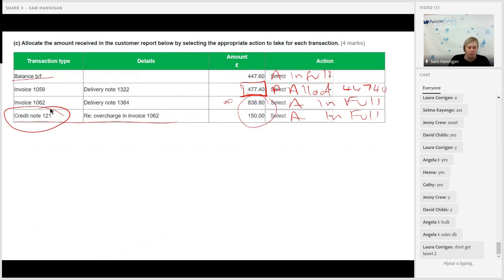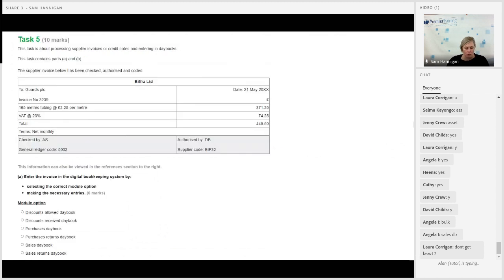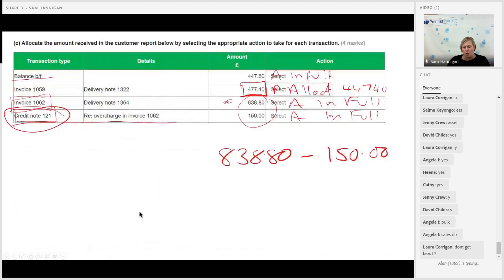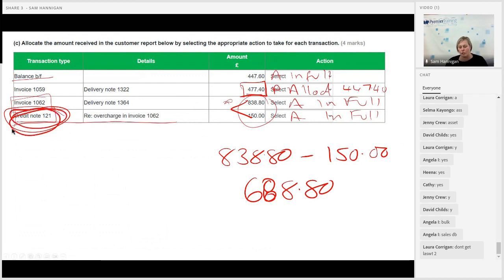This one, we've got an invoice number of 1062 and a credit note of 121. 83880 minus 150 equals what we've got on the remittance advice, 68880. So we're allocating those two in full because it equals the 68880. So you're taking off the credit note against that invoice to allocate the full amount.